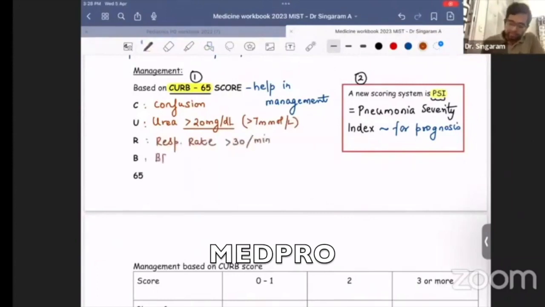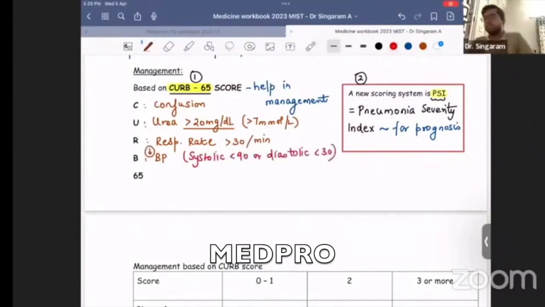B is for blood pressure. What is that blood pressure we are talking about? It is a decreased blood pressure. Decrease in the blood pressure, which is defined by systolic blood pressure less than 90 millimeters of mercury, or diastolic blood pressure less than 30 millimeters of mercury. That is what we are talking about as the blood pressure related in case of this particular thing.